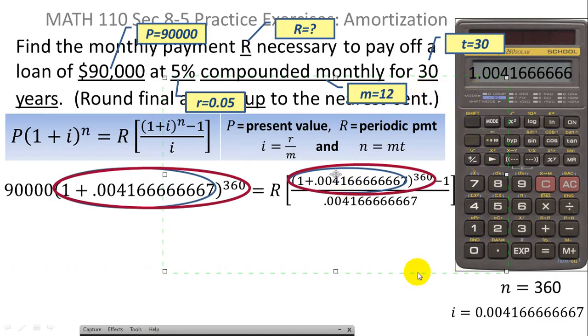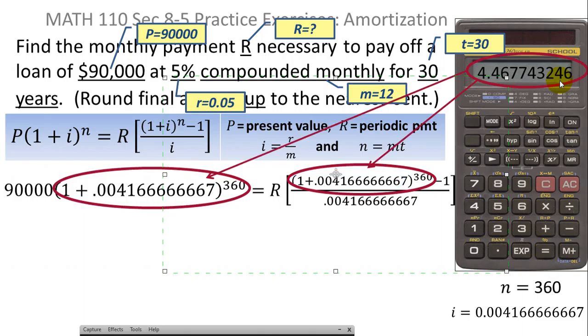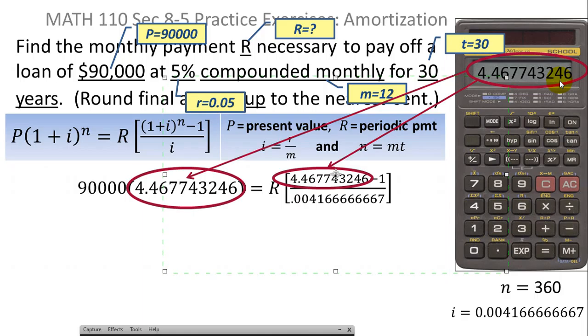So you do the power. Once you get the base in, which you already have, you hit the power button, and then put in the exponent, which is 360, and then hit equals. And that will give you 4.467743246, and you need to plug that in the two places where that exponentiation occurred. So if I plug that value in, it goes in here and here.